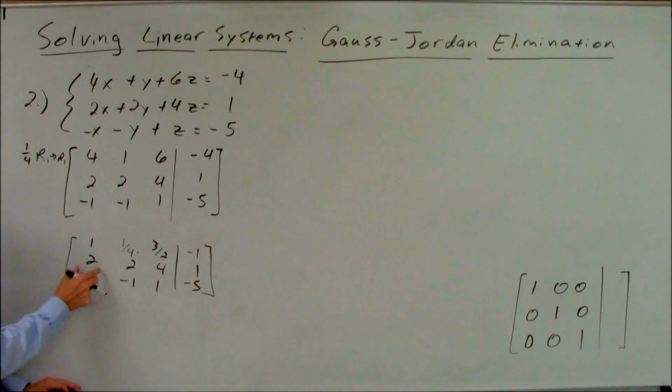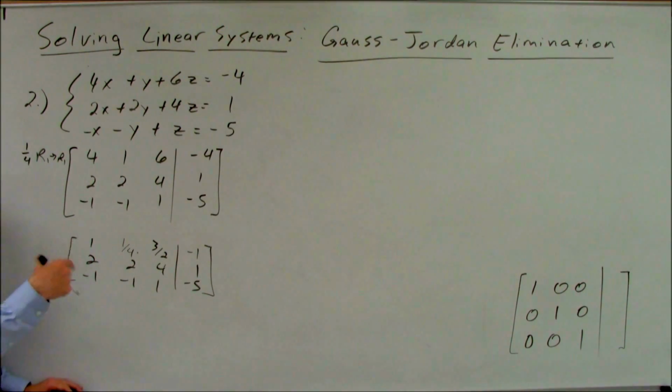Next thing I do, I've got to wipe out this column. I've got to get zeros. Well, we already talked. We do that by multiplying by or adding a multiple of another line.